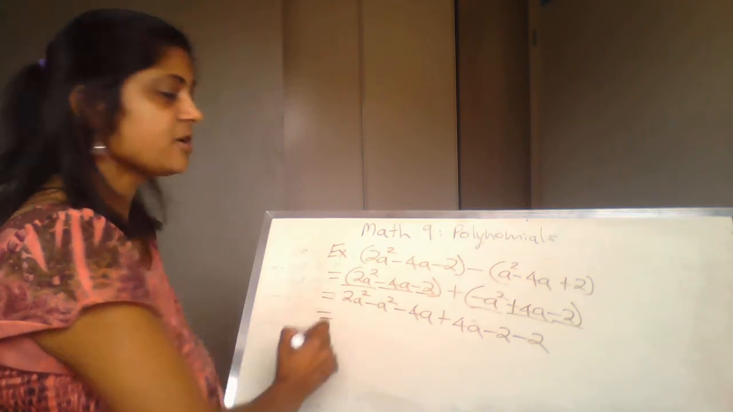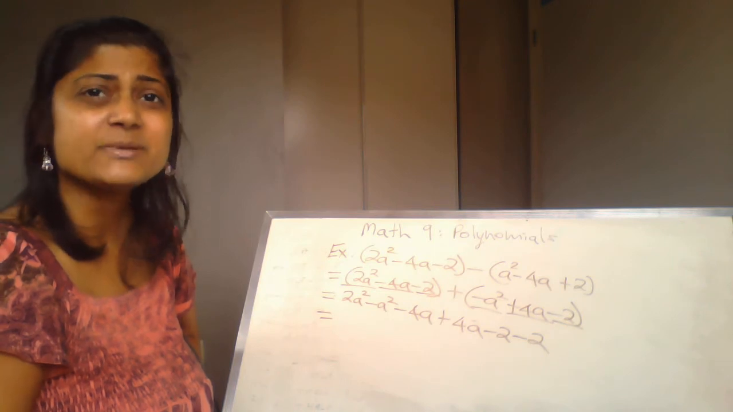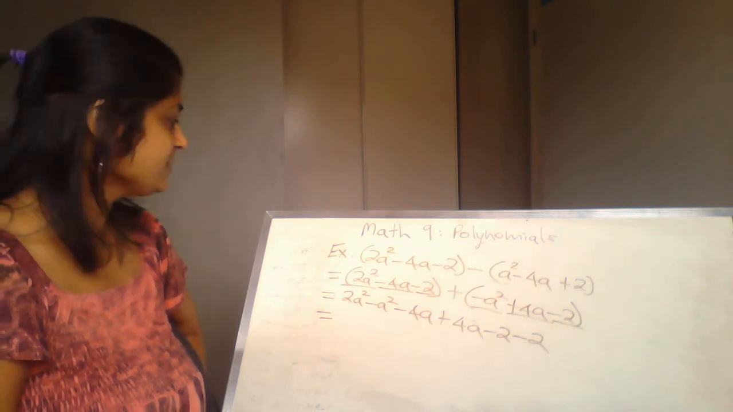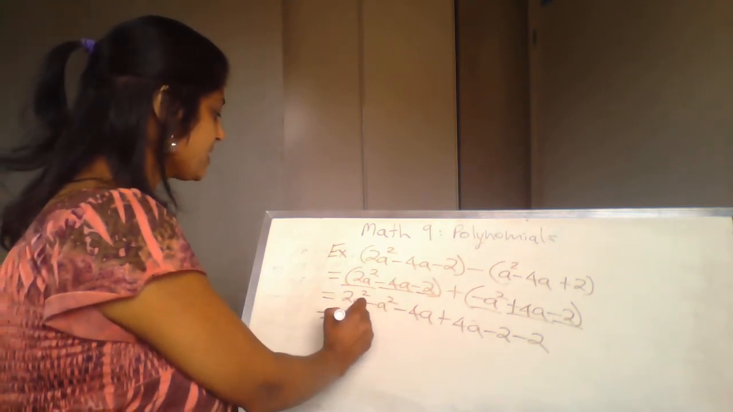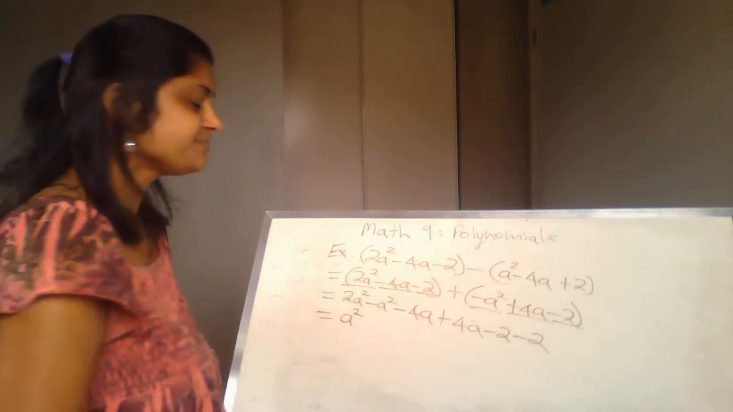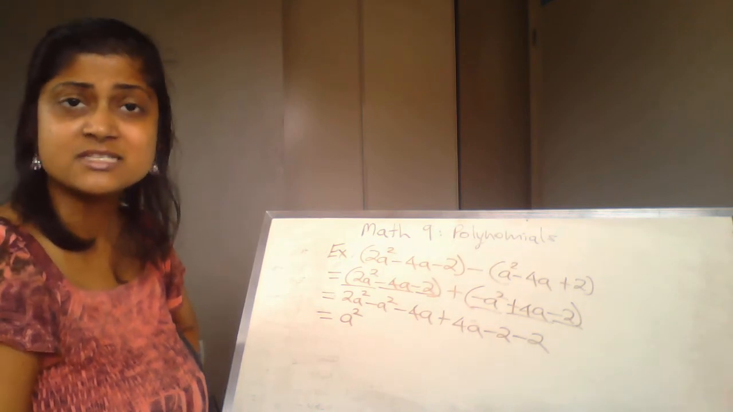So again, make sure you're not putting 2 signs here. The teacher will take off maybe half a mark for something like that, okay? So now we're just going to add and subtract these like terms. So 2a squared minus a squared is 1a squared. Again, I don't need to put the 1 in front of the a squared. It's already assumed that it's there.